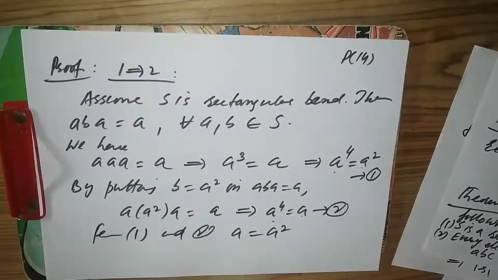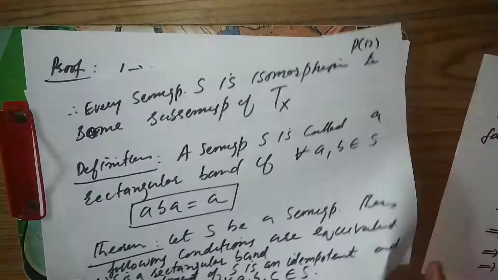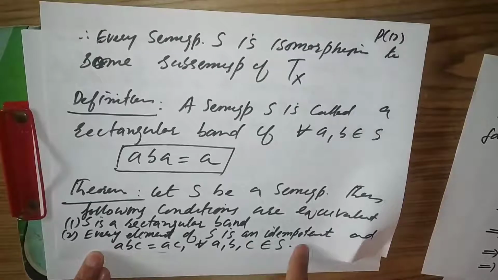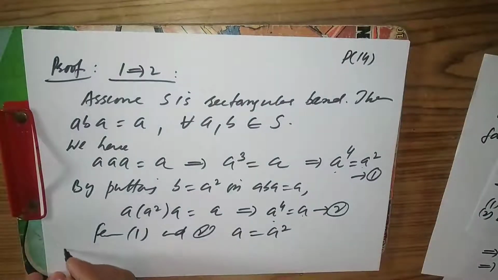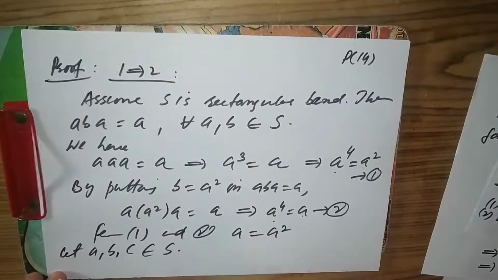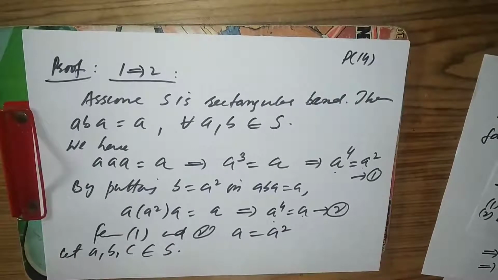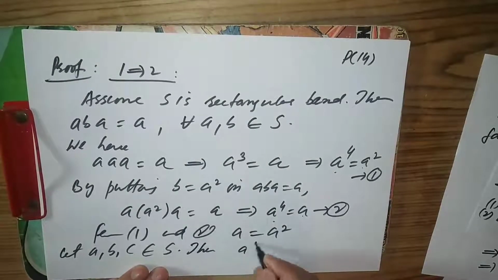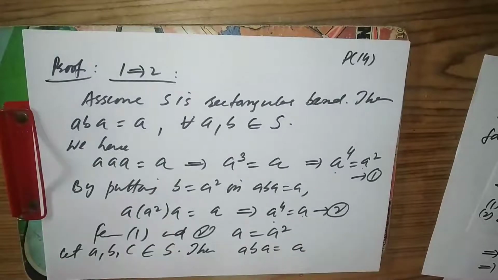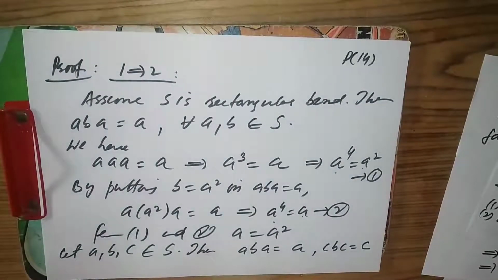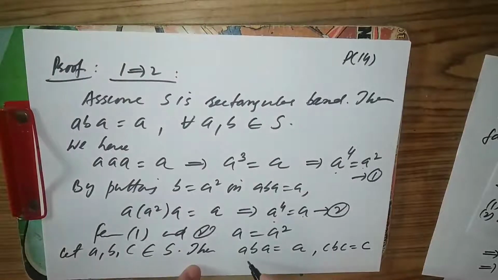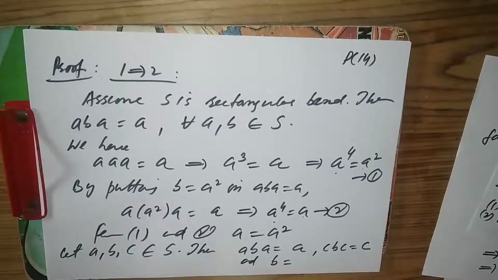Now we prove the next property. The first property is that S is a rectangular band, so every element of S is an idempotent, which we have seen. Now we show that for all A, B, C in S, ABC is equal to AC. So now let A, B, C belong to S. Then by our given property, ABA is equal to A, and I can write CBC is equal to C. This is also true. And one more thing, B is equal to BACB.